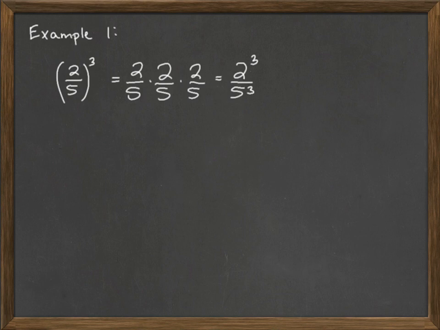Because I have three 2's here: 2 times 2 times 2 is 2 to the third power. I have 5 times 5 times 5, that is 5 to the third power. You can do that in your head or in a calculator. So 2 to the third power is 8, 5 to the third power is 125.